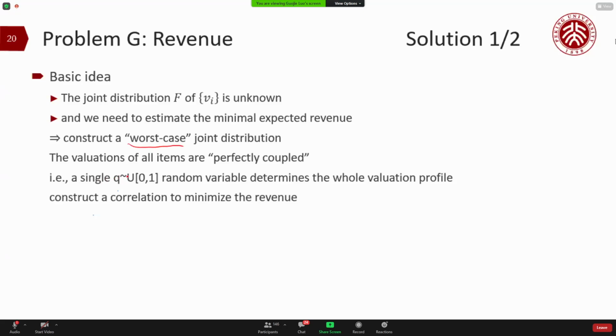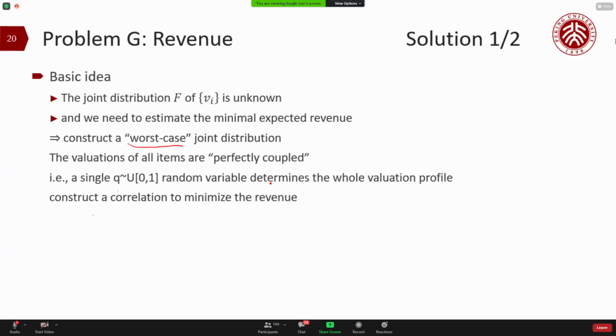So perfectly coupled means that if we draw a single random variable uniformly from the range 0 to 1, it determines the whole valuation profile. That is one intuitive explanation, but it's not formal. So our task is to construct a perfectly correlated valuation to minimize the revenue.